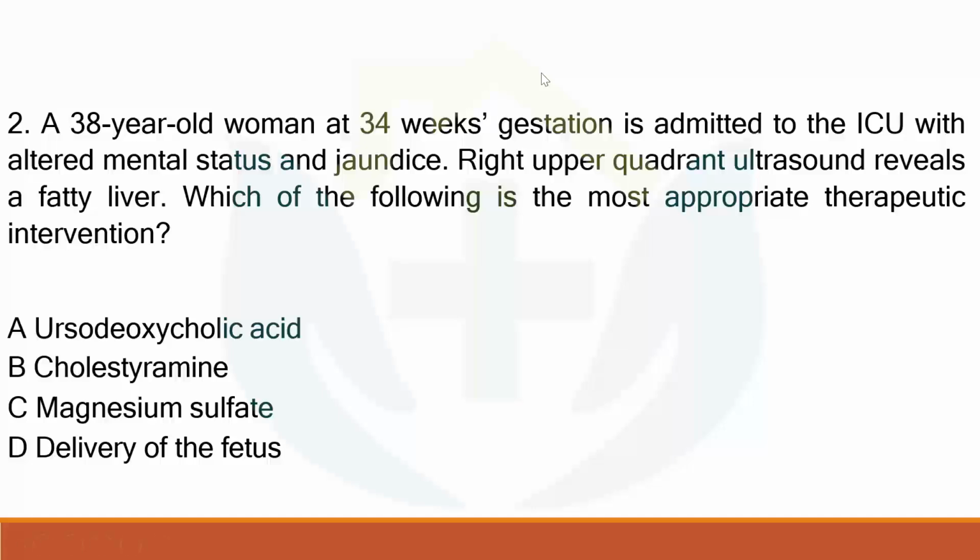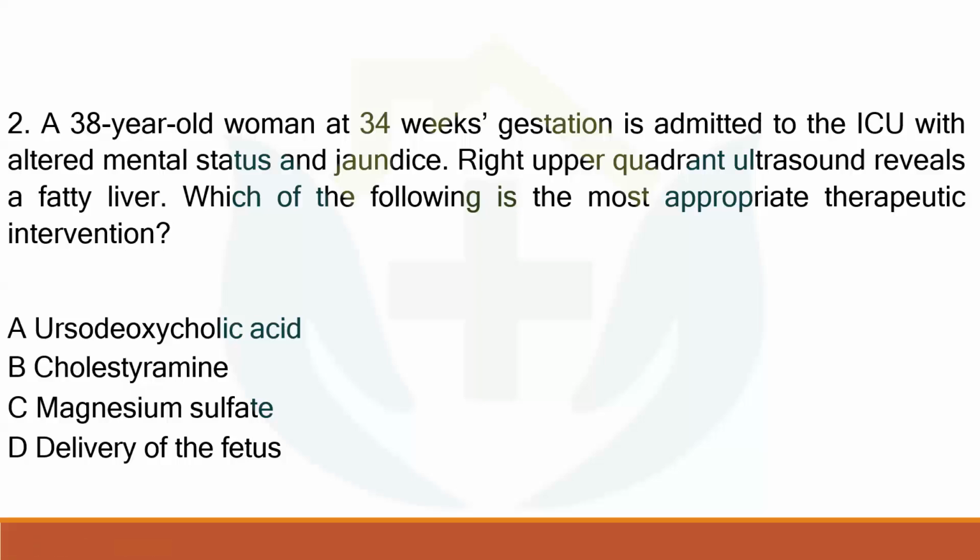If you know what problem this patient is facing, you will be able to answer it. Pregnancy with altered mental status, jaundice, and right upper quadrant pain. Anyone? Correct. Most of you got this correct.